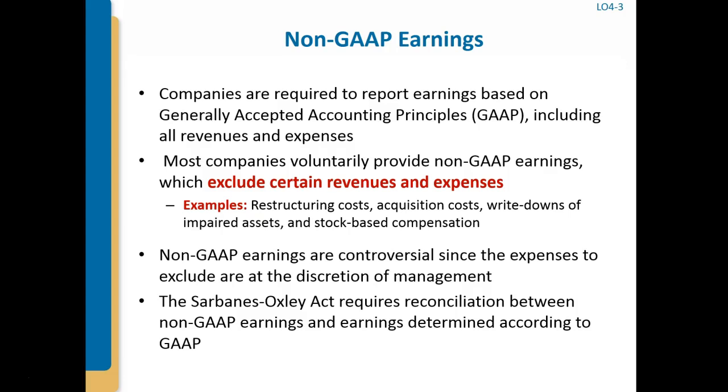Non-GAAP earnings are controversial because determining which expenses to exclude is at the discretion of management. By removing certain expenses from reported non-GAAP earnings, management has the potential to really mislead by showing higher profits. The Sarbanes-Oxley Act addressed these non-GAAP earnings in its Section 401. One of the Act's important provisions requires that if non-GAAP earnings are included in any periodic or other report filed with the SEC or in any public disclosure or press release, the company also must provide a reconciliation with earnings determined according to GAAP.